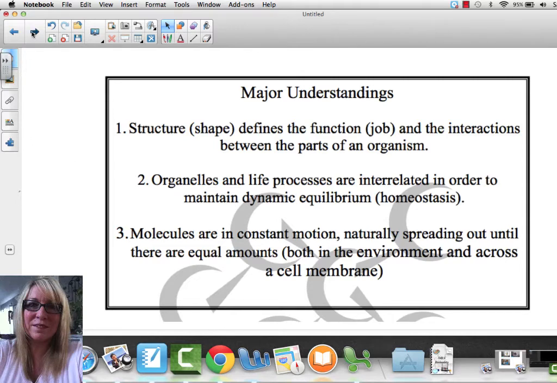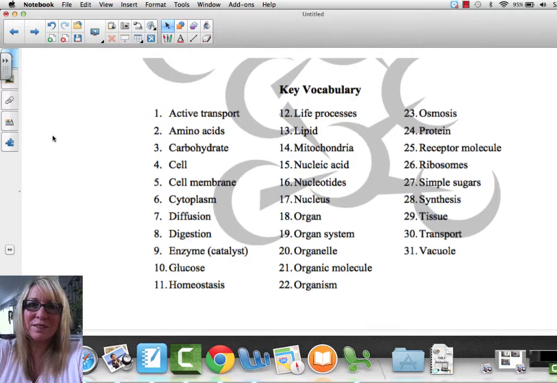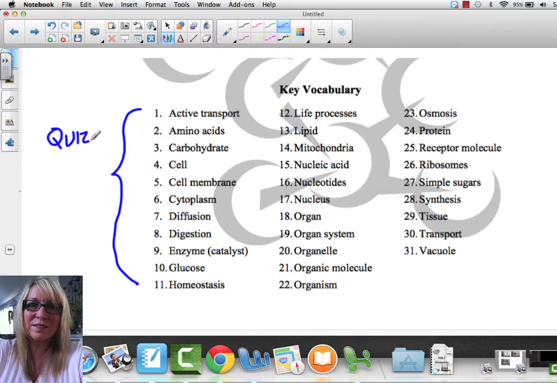So there's a lot of vocabulary in this unit, and we're going to break this up into 3 different vocab tests. So the first set, which is going to be 1 through 11, there'll be a quiz on Friday, October 3rd. And then the second set, which are going to be words 12 through 22, we'll have a quiz on October 10th.